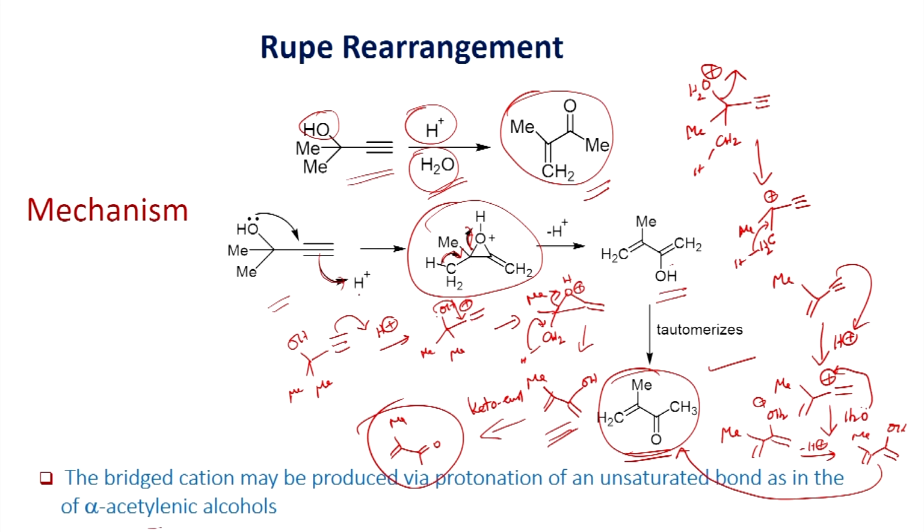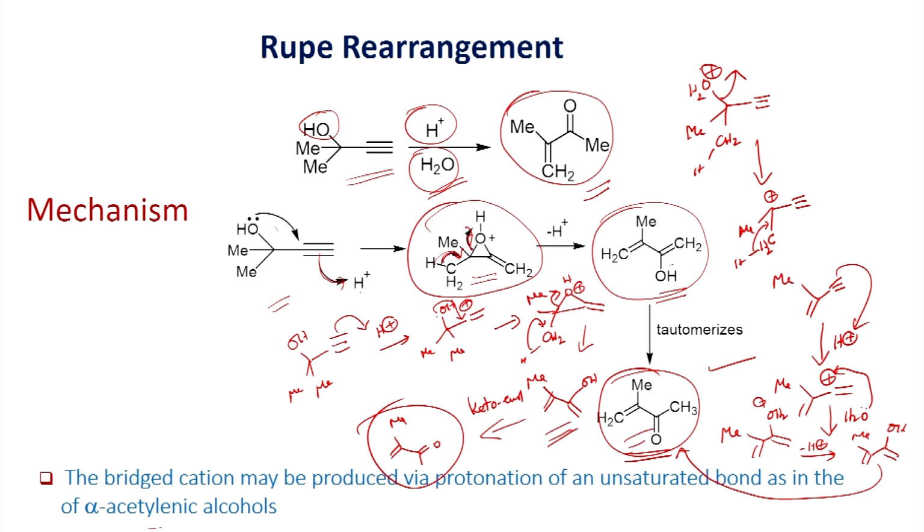The triple bond undergoes protonation as shown here. This can be assisted by this lone pair of the oxygen. You will be able to have this cation intermediate. Once we have this one, you will be able to form this enol. This enol can be converted into ketone.